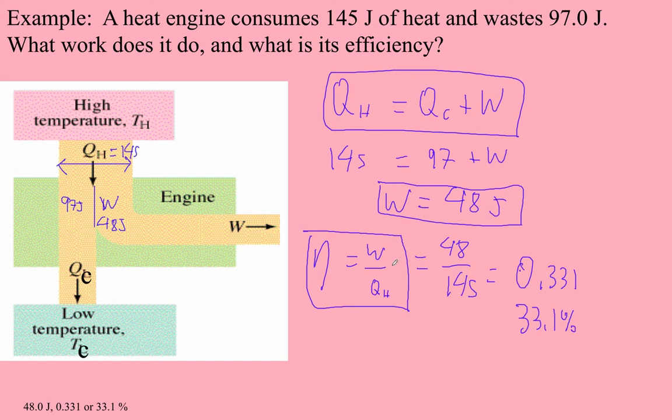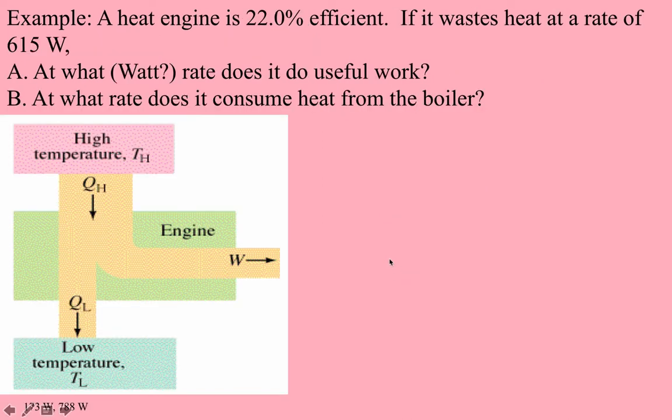Let's do one that's a little harder. All right, a heat engine is 22% efficient, right? So the efficiency is 0.22. If it wastes heat at a rate of 615 watts, now don't worry if it's watts. Remember, that's just joules per second, right? So we're just going to go with watts instead of joules. So let's draw a picture of our little thing here. This is going to be 0.22. Do you see that this side's going to be 0.78?